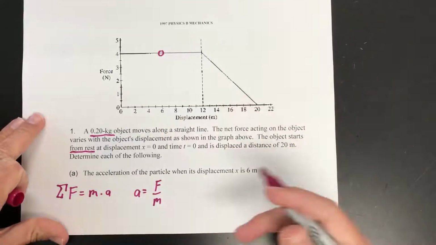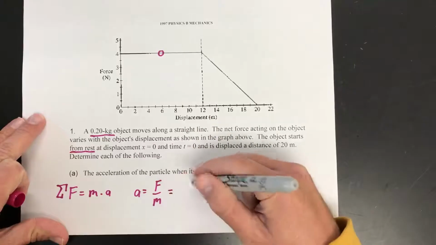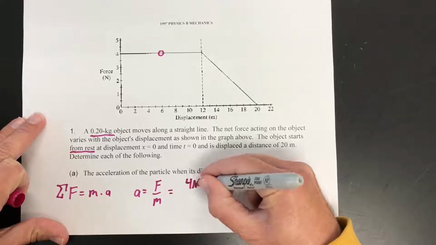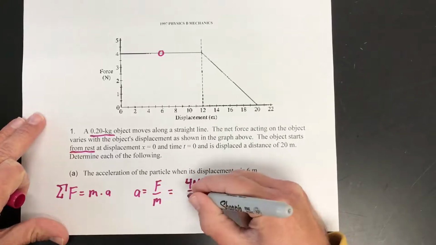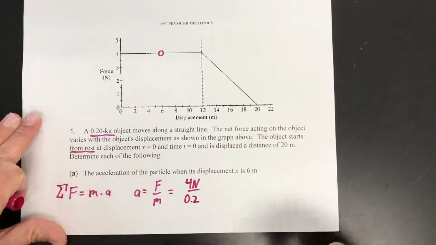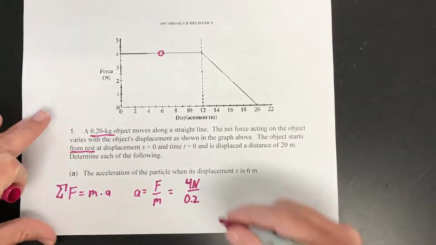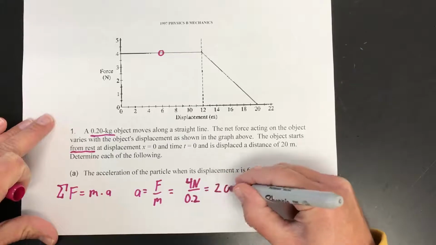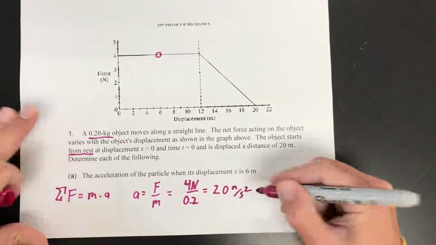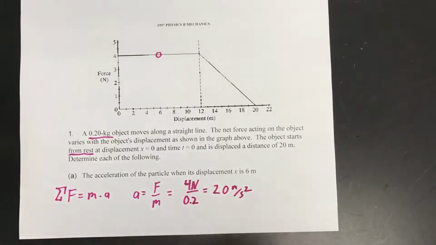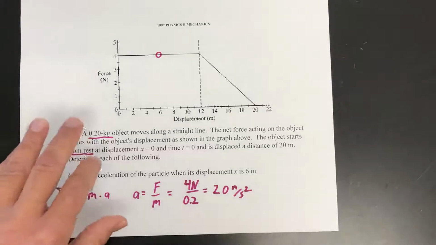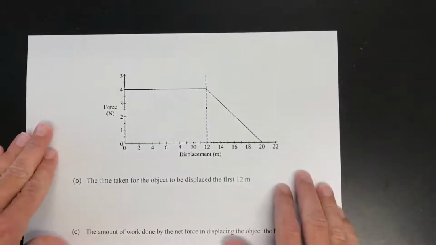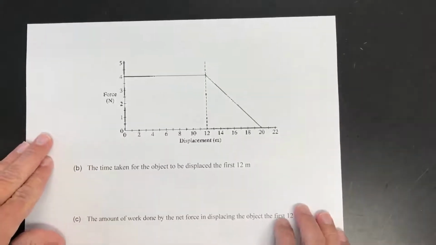We only have one force, as far as we know, that one right there. So we can simply plug in. We've got 4 newtons of force, and we've got 0.2 kilograms there. So that winds up being 20 meters per second squared would be the acceleration. And that's it. It's so easy that some people think it's harder than that and they wind up making it take more time.